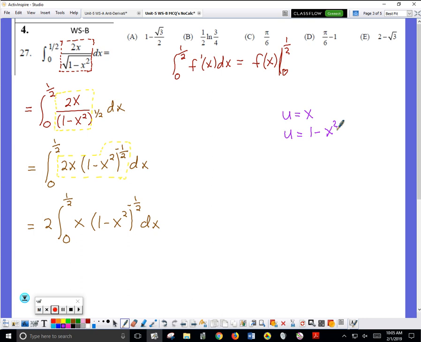Somebody yesterday came up with a way to remember that. They latched onto the phrase, U is really something. U is really something.